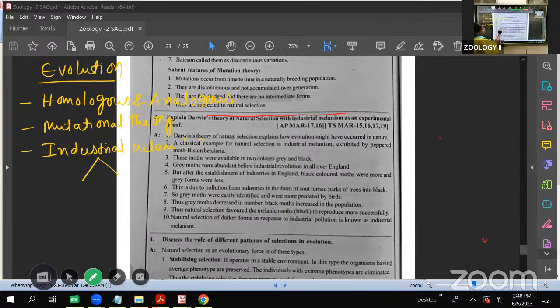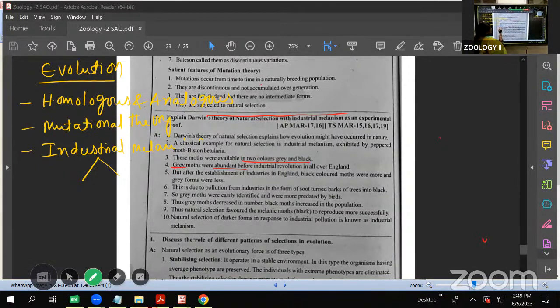In these moths, two types are available: gray color and black color. Gray moths are abundant before industrial melanism. Why? Before the industrial establishment, the barks are gray in color. That's why gray moths are not visible to the predators, and that's why gray moths are more numerous at this time.